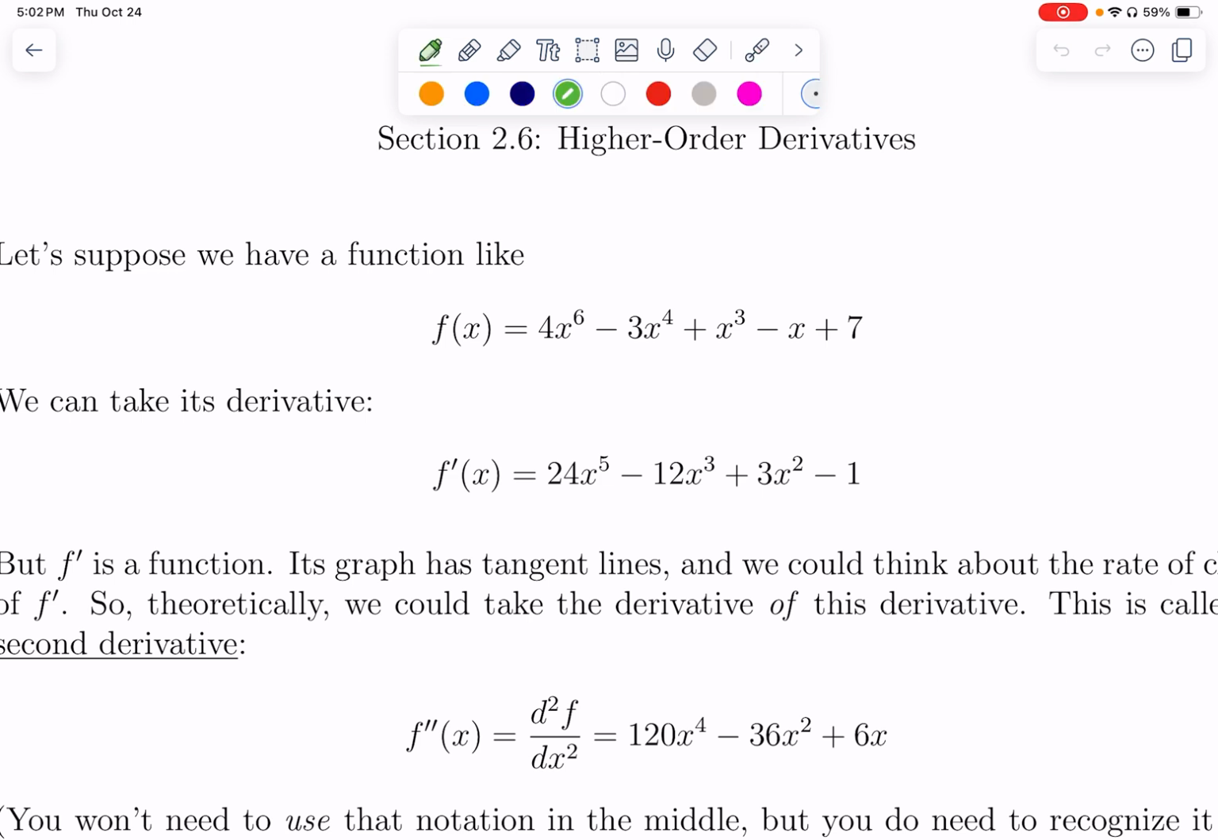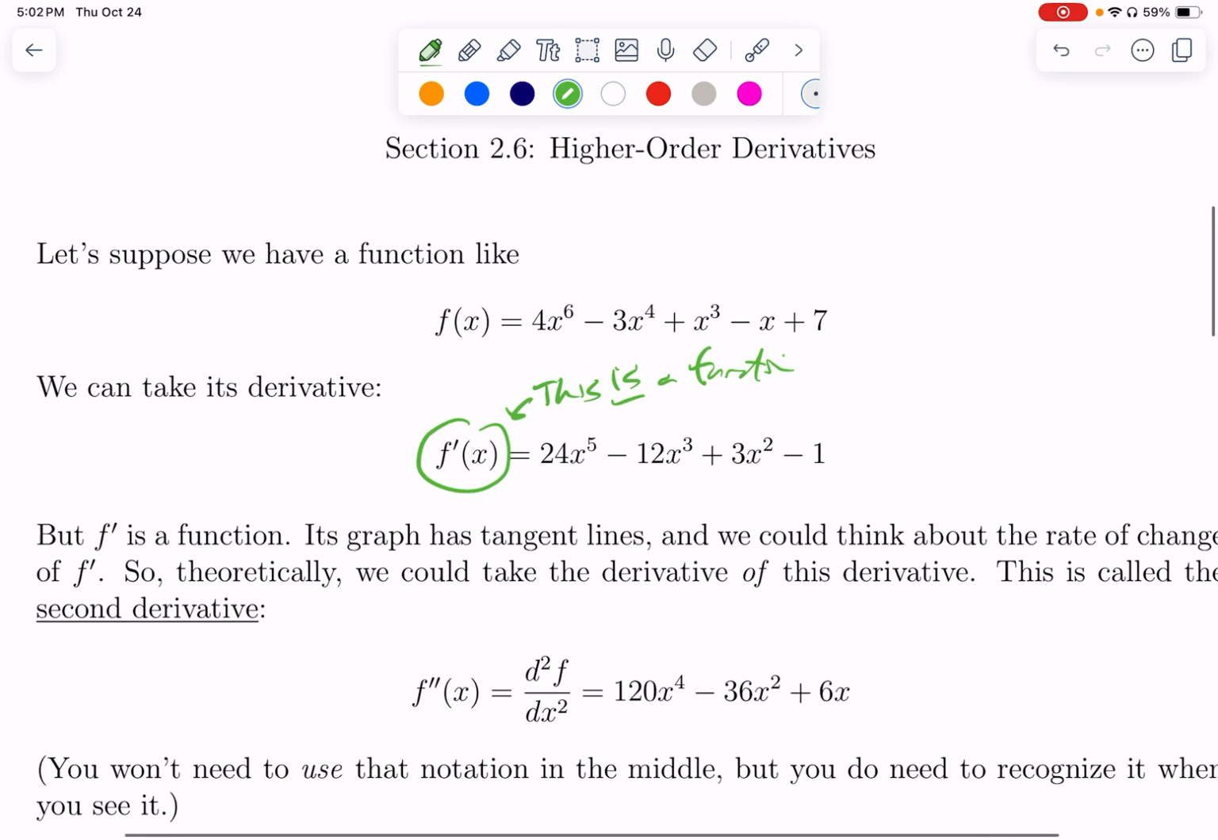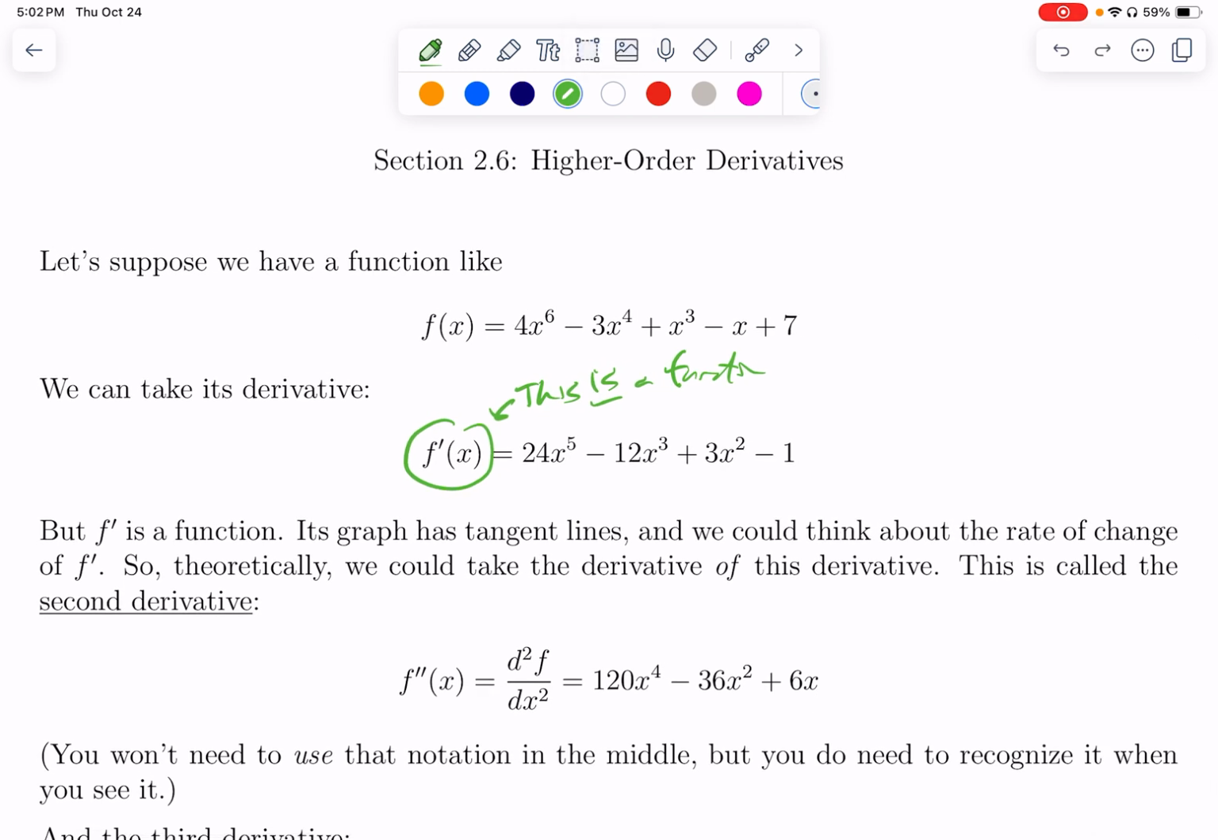But here's the thing we want to keep in mind. When we take the derivative of a function, this is a function, right? I now have this new function with a new formula. And if I have a function, I can think, what does its graph look like? Does the graph have tangent lines? Of course. Can I figure out the slope of those tangent lines? Probably. Can I think about the rate at which this new function is changing? Sure. So to answer some of those questions, I would want to think about the derivative of this derivative I just figured out. So if we do that, that's called the second derivative of f.